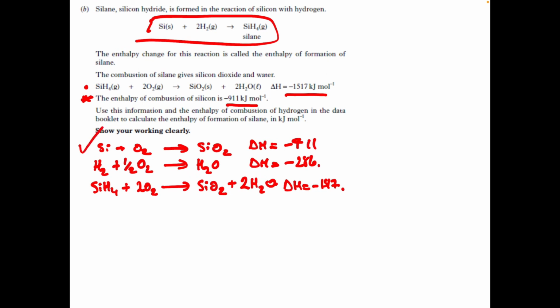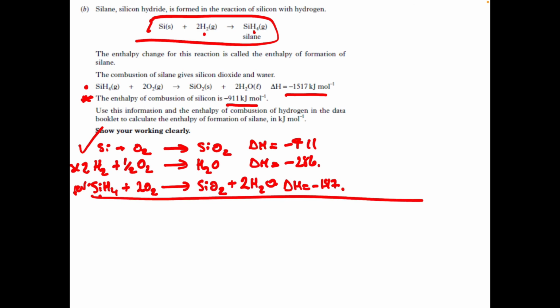Let's look back at our target equation. Silicon is in the right place and it's got the right number of moles, that's fine. Hydrogen is in the right place, but we need two lots of it to make it the target equation, that's fine. And SiH4 is the wrong way round, because it is on this side in the target equation, but on this side down here, so we'll reverse this.